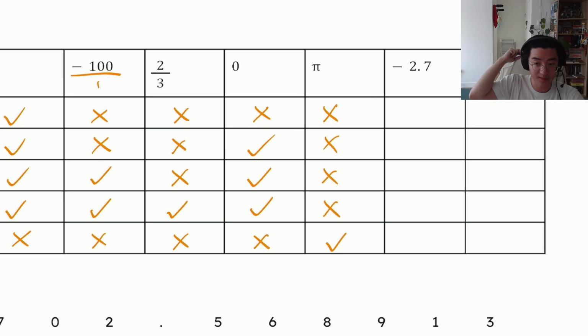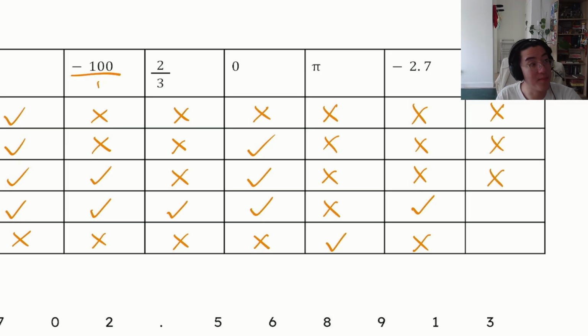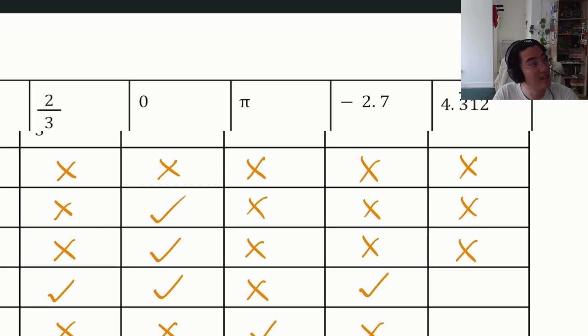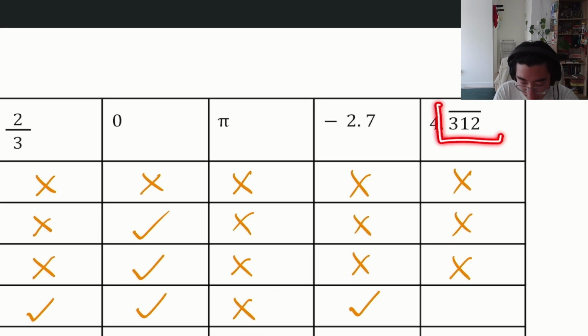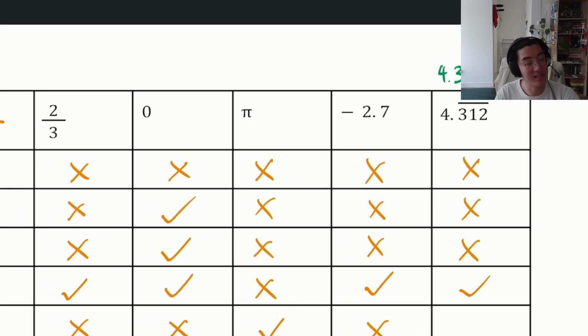Okay, how about negative decimal? The first 3 are automatically a no because it has a decimal. Rational? Yep, it's rational because it has a decimal that ends. Irrational? Nope, because it ends. Okay, how about this one? Once again, we have decimals, so the first 3 are automatically a no. Because this 312 repeats itself, it's going to be 4.312312312312. It is still rational because the decimal repeats.